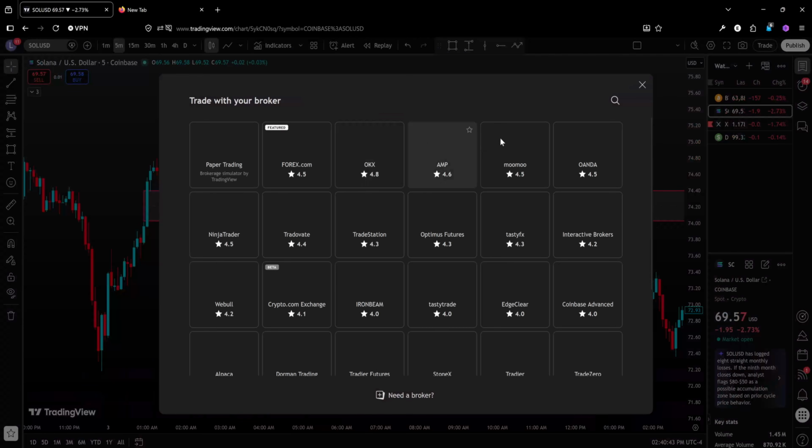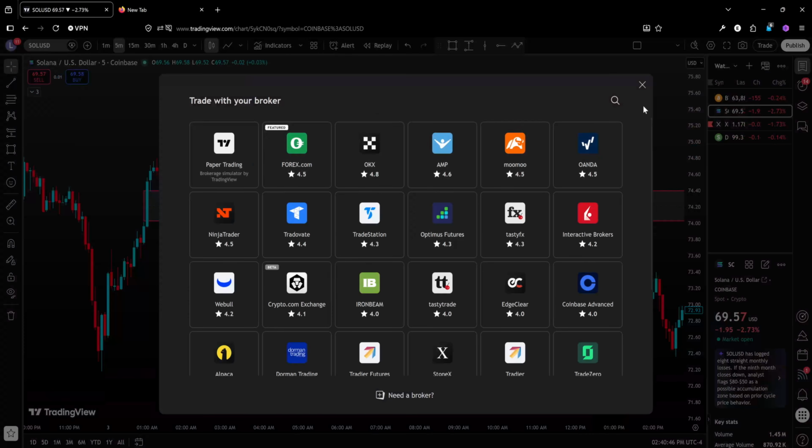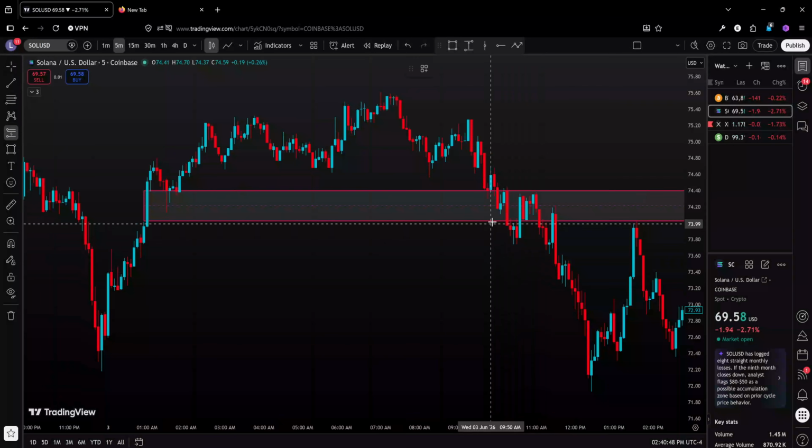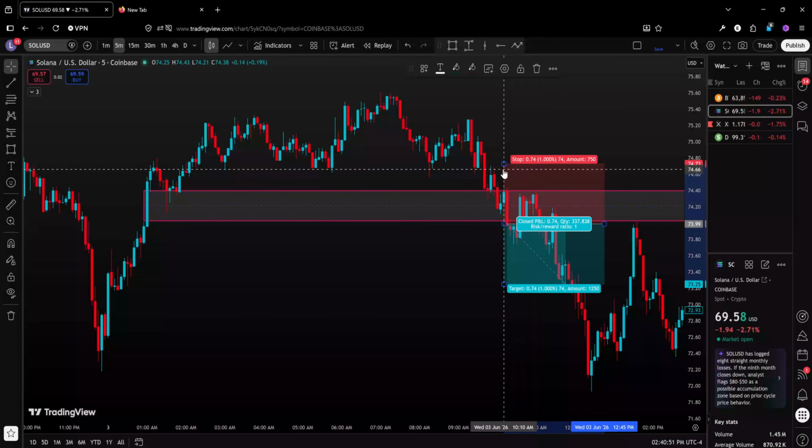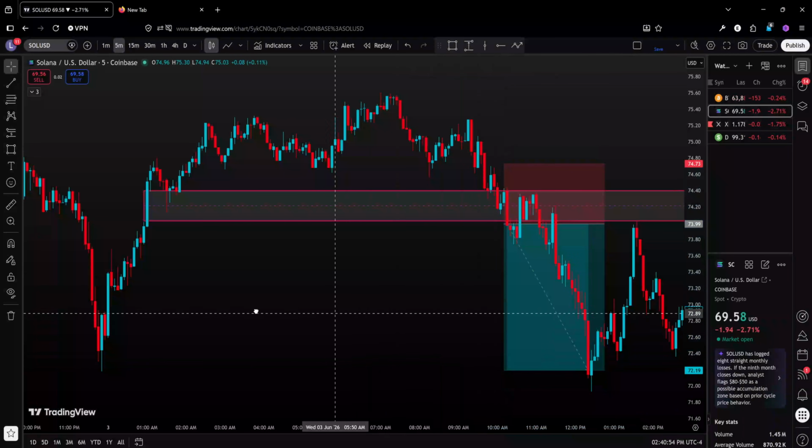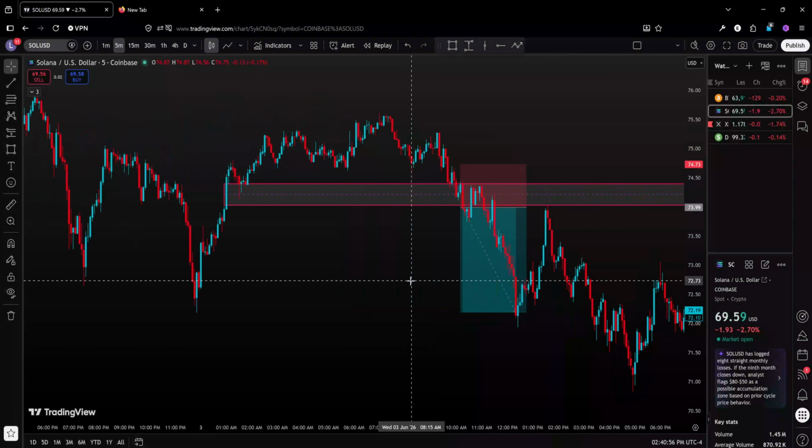Short entry right there. Boom. You got an entry. Target points of liquidity. 2 risk reward just off that.